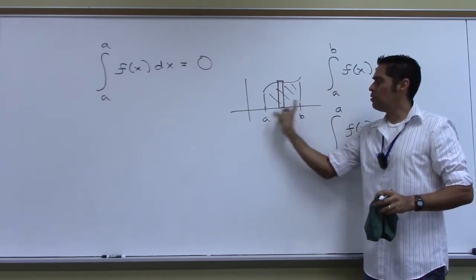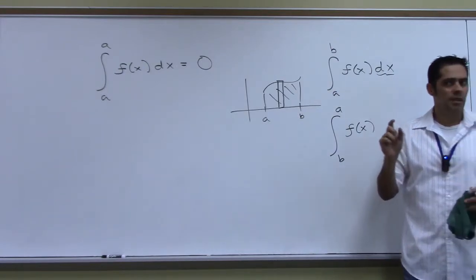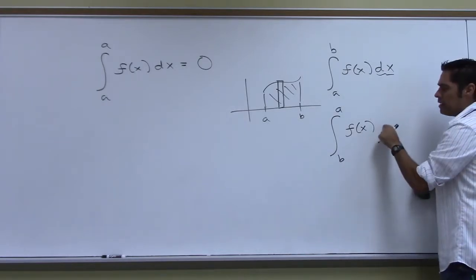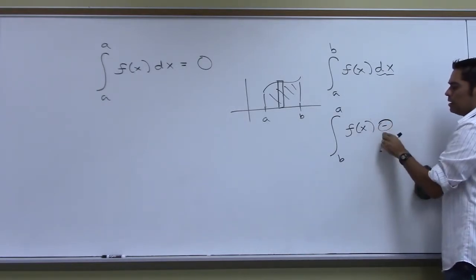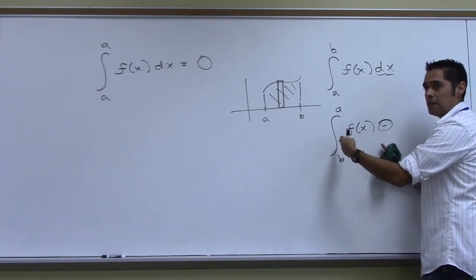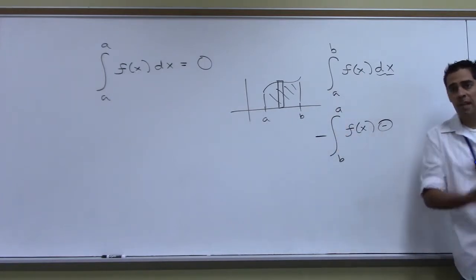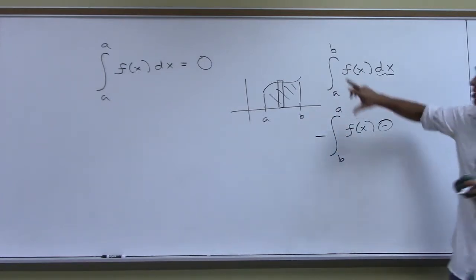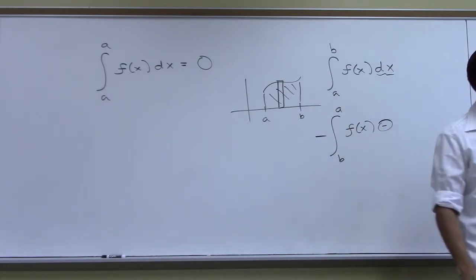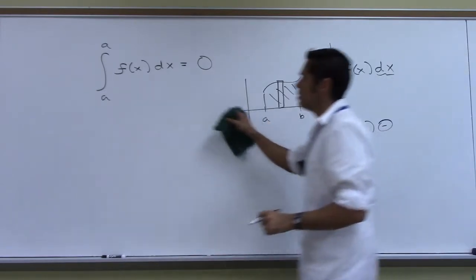But if we reverse the order of b and a, that width becomes negative. It's a negative number instead of a positive number. So when you have a negative number here, all it's going to do is have the effect of changing the sign of everything. So in order for these two to be equivalent, you have to put a negative out here. So that's what that property says. You switch the order of integration, and you're going to pop a negative out or change the sign of the answer. The next one, the integral from a to b of a constant.